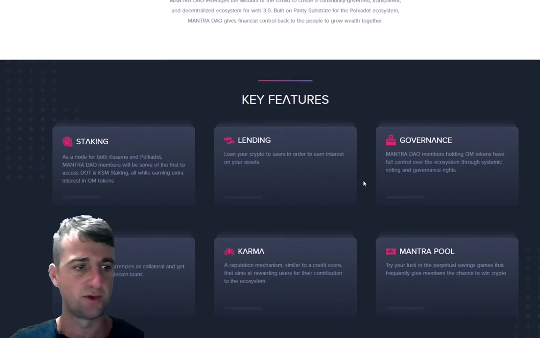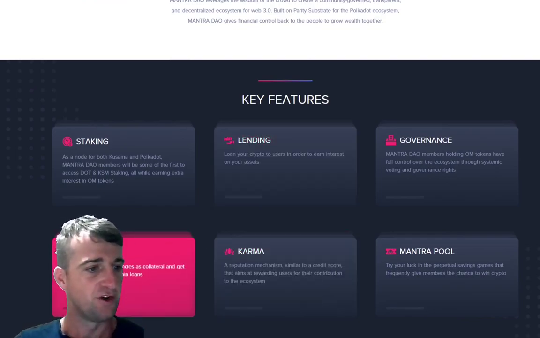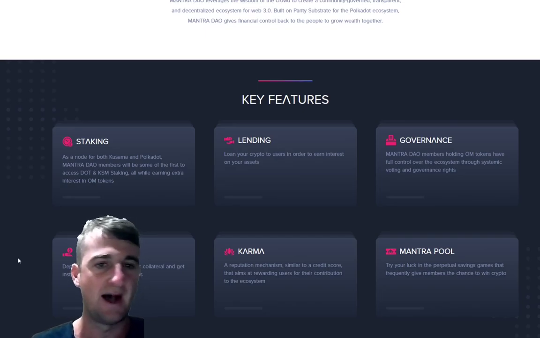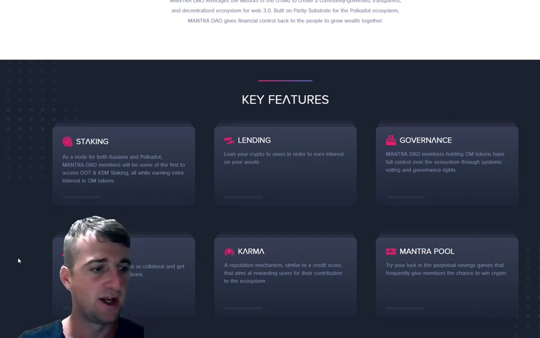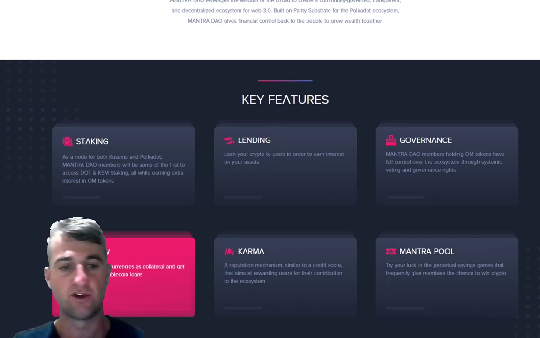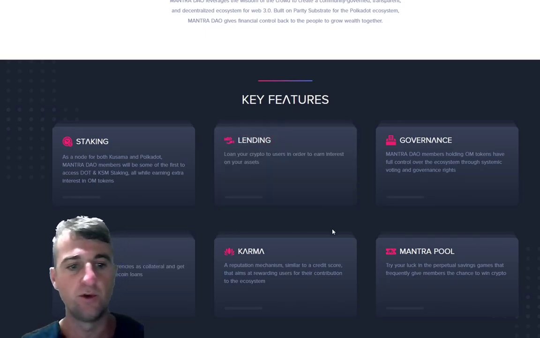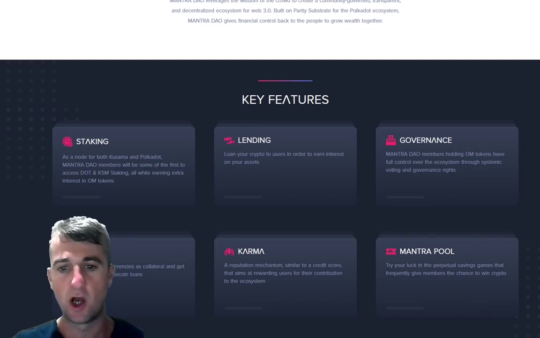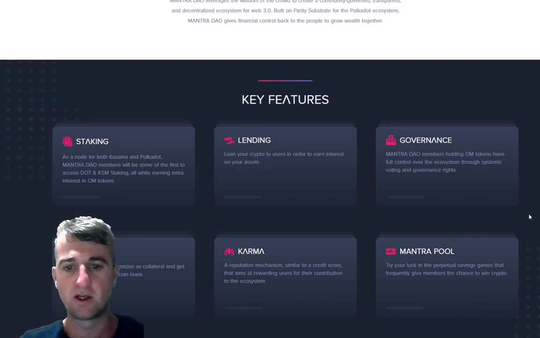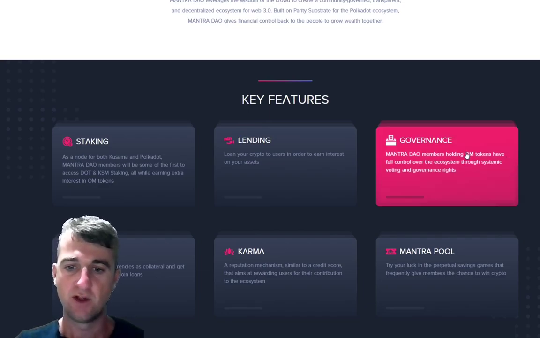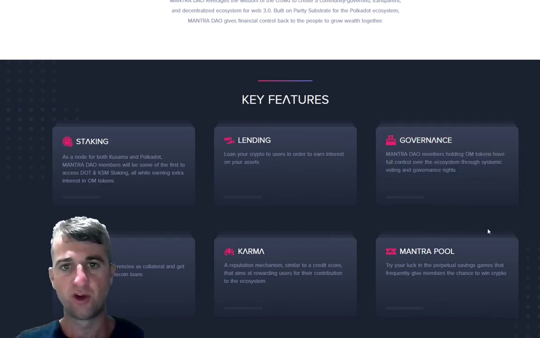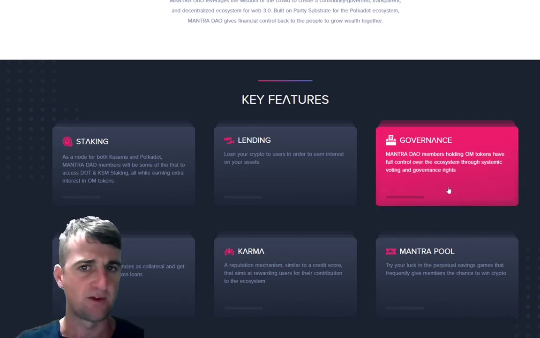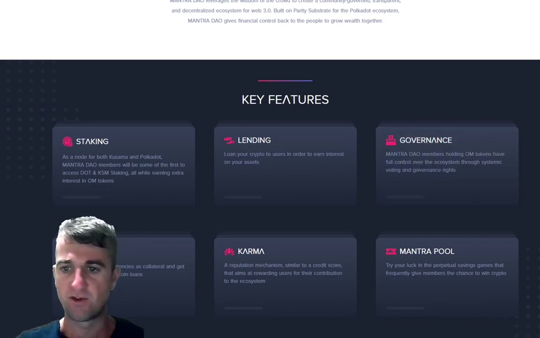So some of the key features, as we did say at the beginning, is staking. As a node for both Kusama and Polkadot, Mantra DAO members will be some of the first to access DOT and KSM staking, all while earning extra interest on OM tokens, which is a cool concept. We have lending, so you can loan your crypto to users in order to earn interest on your assets. The governance section: Mantra DAO members holding OM tokens have full control over the ecosystem through systematic voting and governance. OM is the token for Mantra DAO, and we'll jump over to CoinMarketCap next, or CoinGecko, one of the two, whichever has the best details, and we will just go over statistics.